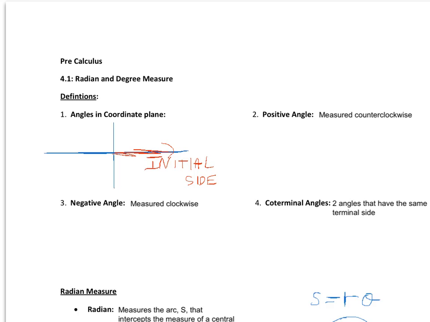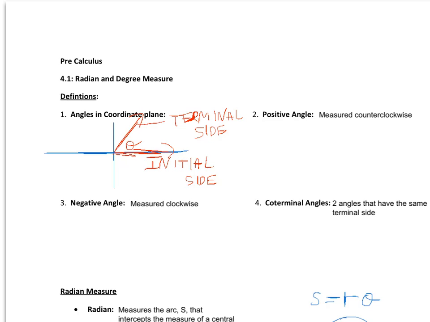Now, to get the other side of the angle, let's say I did this. Let's say I put this here. Okay, let's say this is angle theta. This side right here, this is called the terminal side. Okay, basically where the angle ends. That's why it's terminal.